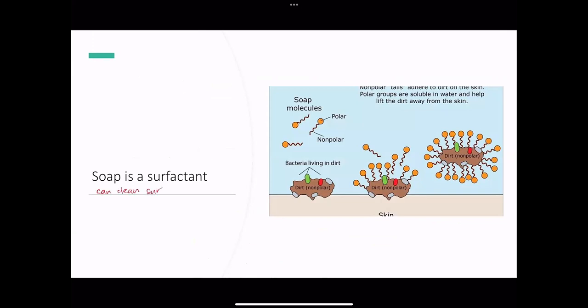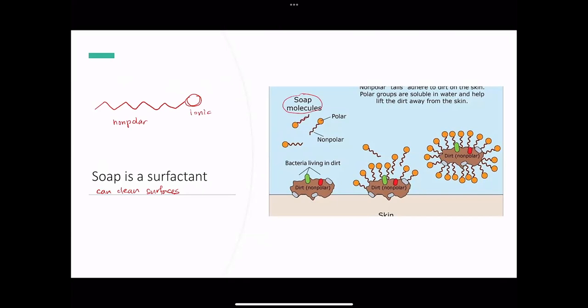So it can clean a surface like your skin, or it can clean a fabric surface. It can clean a table surface. And the way it works is that this is the soap molecule. The zigzag line is the nonpolar tail. That's the nonpolar end. And then this is the ionic end. Okay, and so that's what these soap molecules look like.